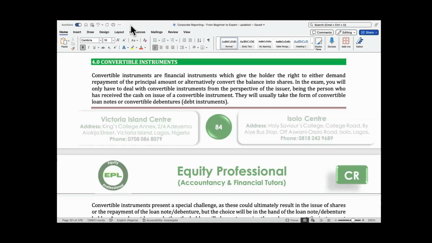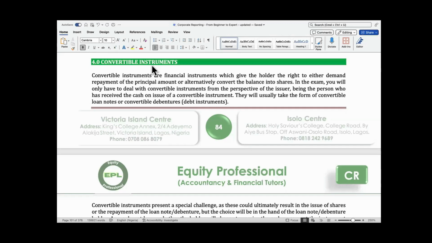Then we looked at the derecognition of financial liability. There we mentioned that you can only derecognize the financial liability when it is extinguished. That is, when it is discharged, or when it is cancelled, or when it has expired. That is when you can derecognize a financial liability.